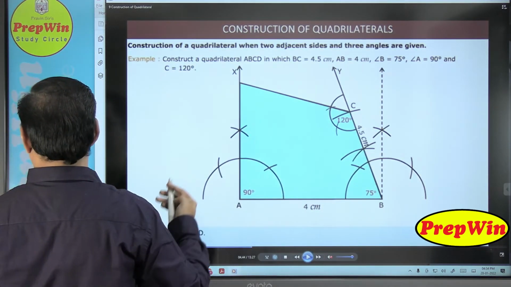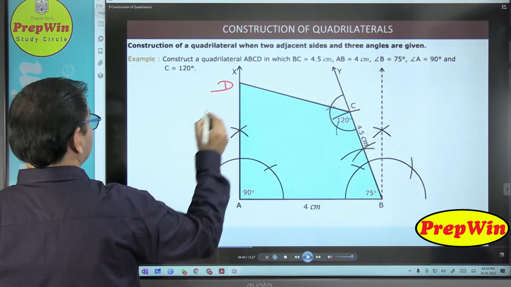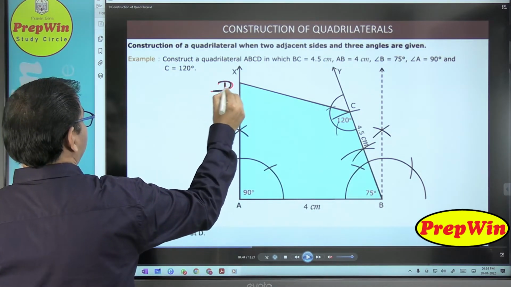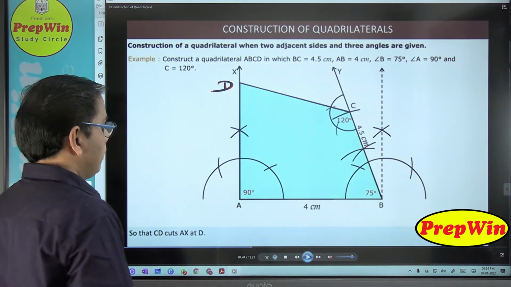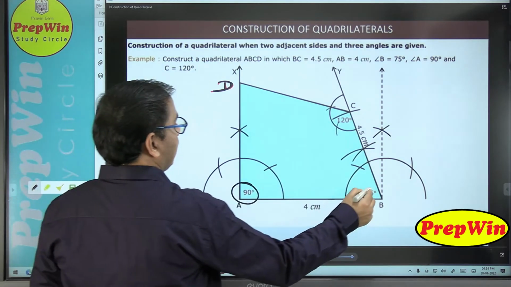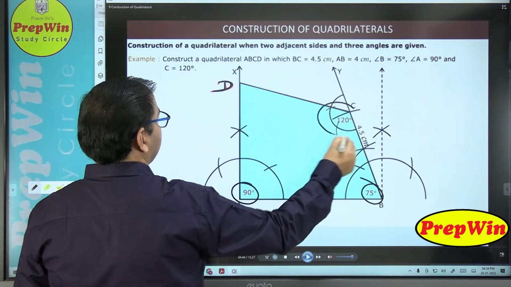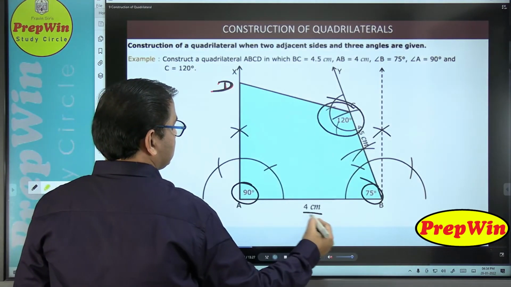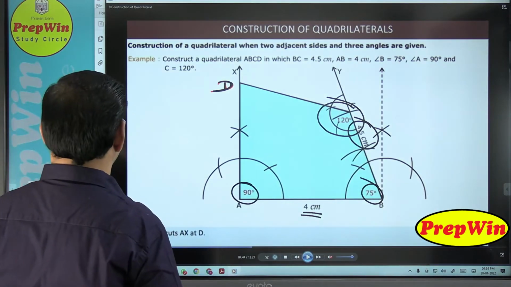This point is D. So here you have a quadrilateral ABCD. Angle A 90 degree, a right angle; angle B 75 degree, an acute angle; and this 120 degree, an obtuse angle. Side AB 4 centimeter and side BC 4.5 centimeter.